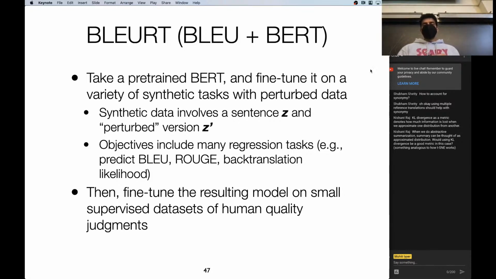So this first bullet here is just trying to get a regression task into the pre-training objective of BERT. So you're basically first going to fine-tune it on these different synthetic regression tasks and then fine-tune it on a small data set of human judgments, because you don't have large human judgment data sets available. It's very expensive to get these.